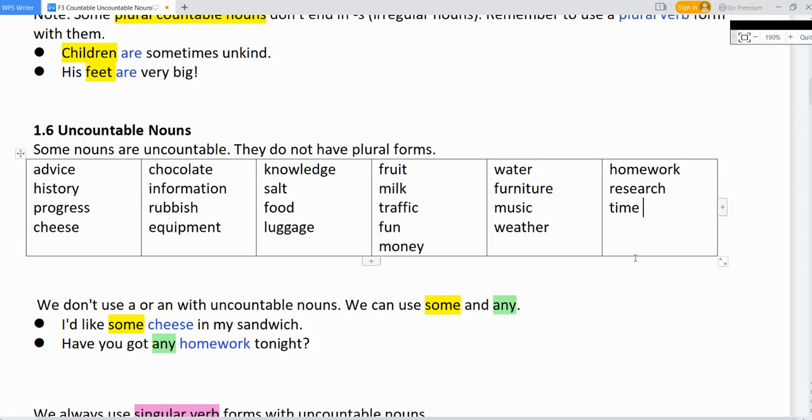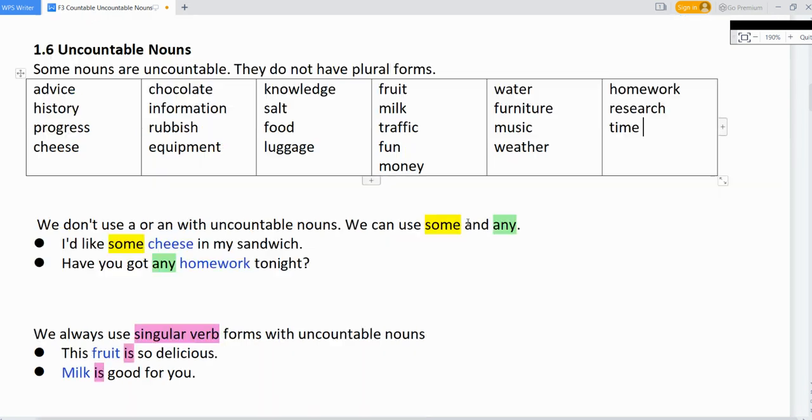Okay. For example, maksudnya if there is a lot of time pun, masa tu memang banyak, we don't count it as satu masa, dua masa, tiga masa, right? We just mention it as time. Okay. These words do not have plural forms. Dia tak ada s. Okay. We don't use a or an with uncountable nouns. Okay, kita tak akan gunakan a or an sebab dia tak boleh kira.